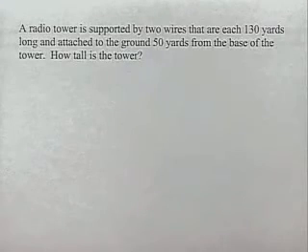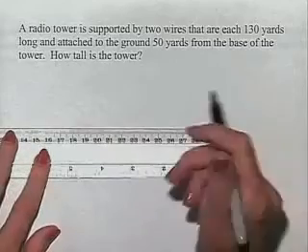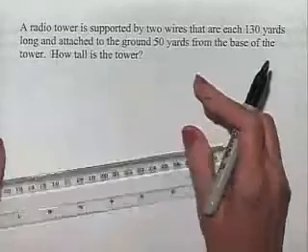Now here's an application dealing with the Pythagorean theorem. A radio tower is supported by 2 wires that are each 130 yards long and attached to the ground 50 yards from the base of the tower. How tall is the tower? When you're working with a geometry problem, it's always a good idea to try to sketch out a picture of this as you're working the problem.